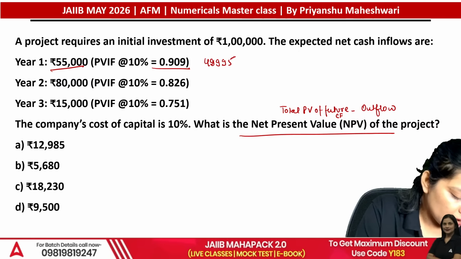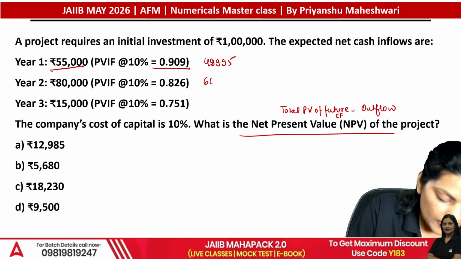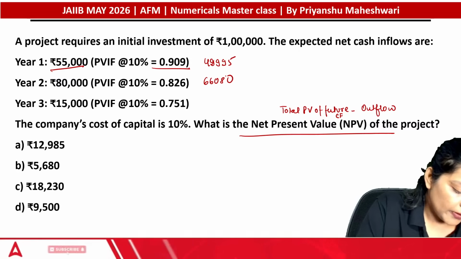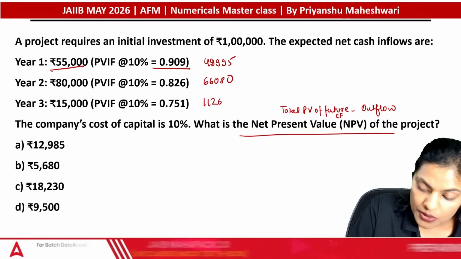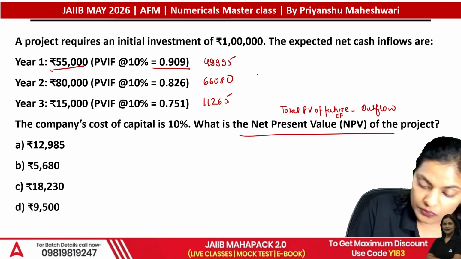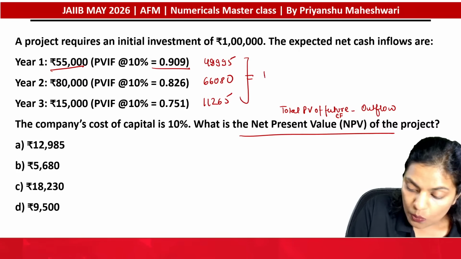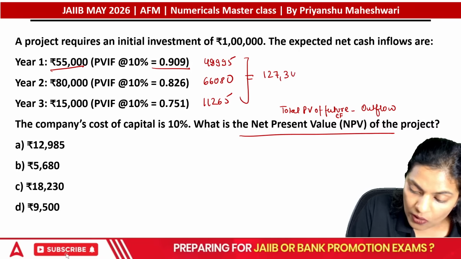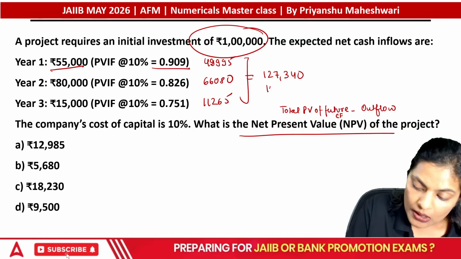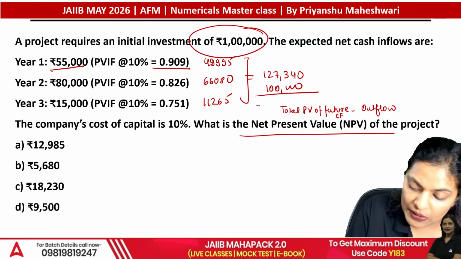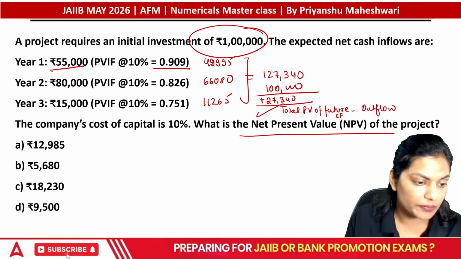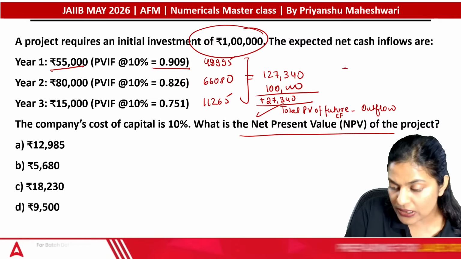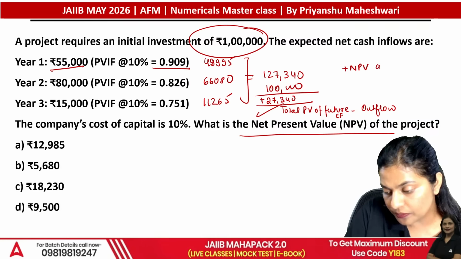80,000 into 0.826, 66,080, 15,000 into 0.751, 11,265. Total is coming as 1,27,340. How much is my investment? 1 lakh. My NPV would come as 27,340. It is positive. When it is positive, I will accept it. Okay. Positive NPV will be accepted.